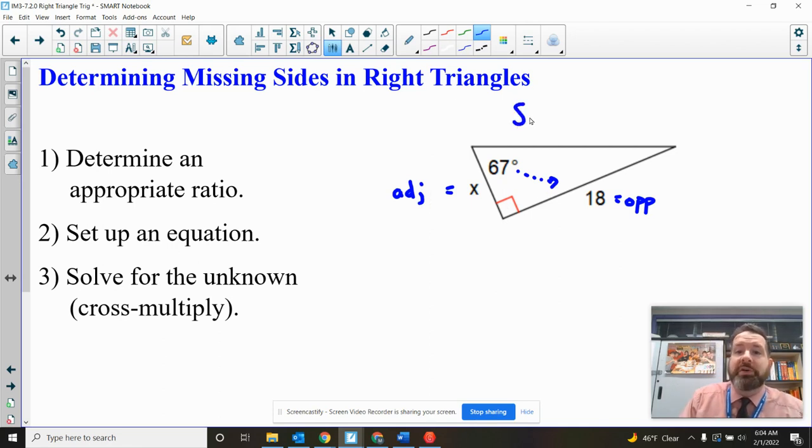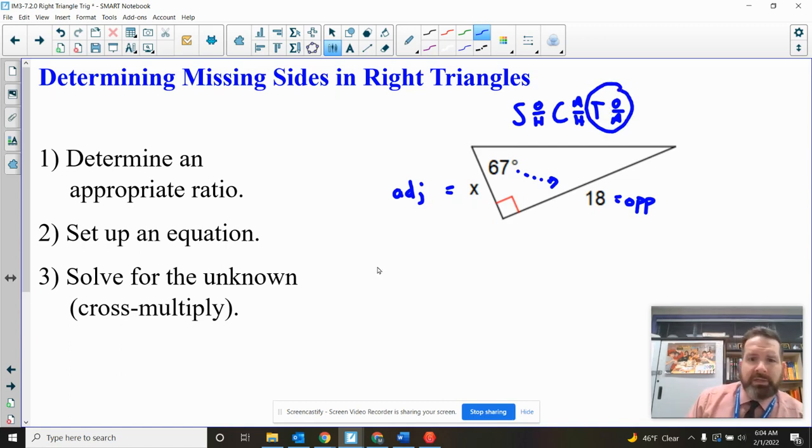Think through yours, SOHCAHTOA. I'm going to show you, sometimes folks write it like this. This is a great way to write it. It helps you remember exactly what goes where. SOHCAHTOA. So I've got an opposite and an adjacent. That means this is the one I want. I want my tangent. So the tangent of 67 degrees is the opposite side divided by the adjacent side.